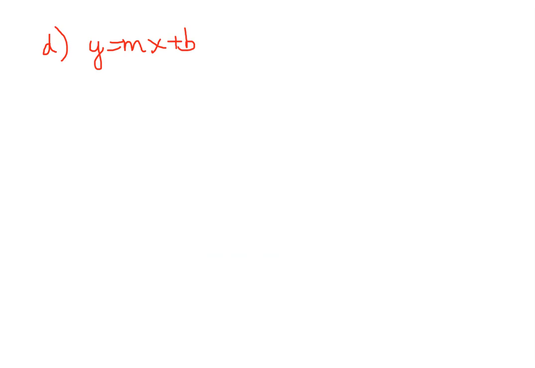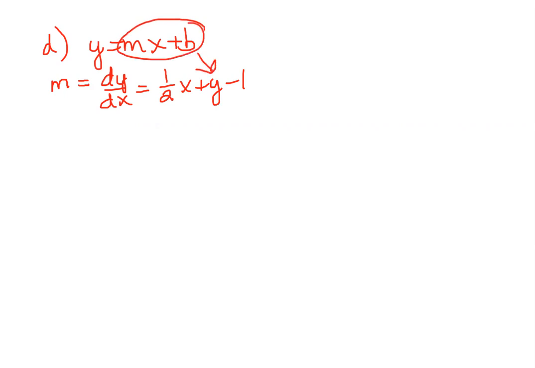So the slope equals the derivative, right? And the derivative is 1/2 x plus y minus 1. So the slope equals the derivative, and we're going to substitute in this for y. So we're going to say the slope equals 1/2 x plus mx plus b minus 1.